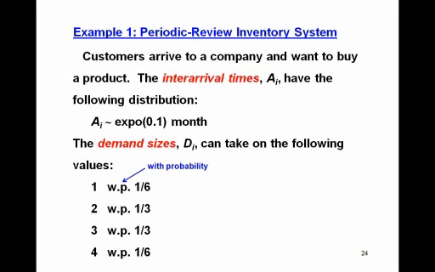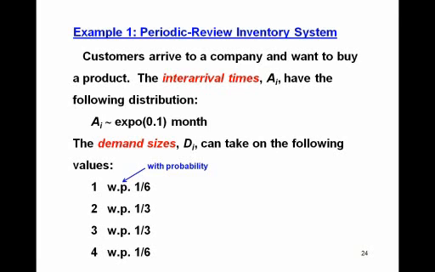We have 3 sources of randomness here. First of all, we have inter-arrival times, which I'll denote by A sub I. This is the time between the I minus first and ith arrivals. And we're going to assume that inter-arrival times are exponentially distributed. Exponential is widely used for inter-arrival times, with a mean of 0.1 month. On average, about every 3 days, a customer will arrive and want to buy this company's product.